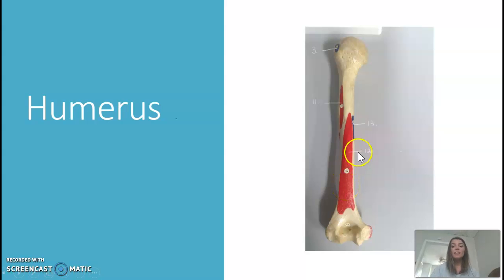And then the number 13 would be the insertion site for the coracobrachialis.